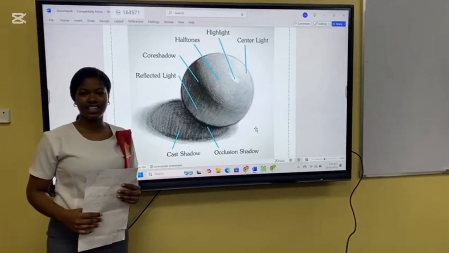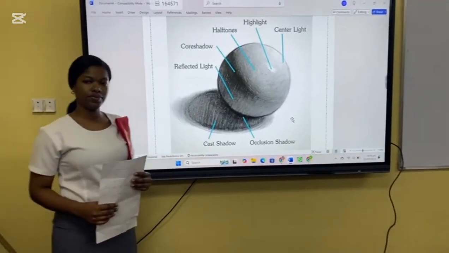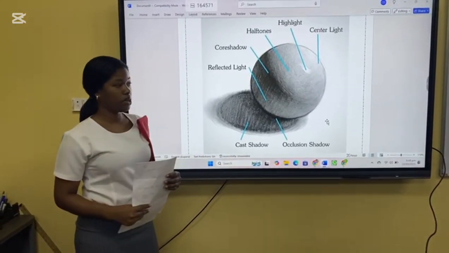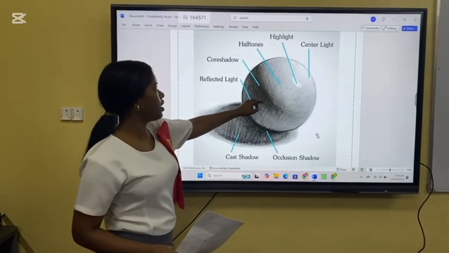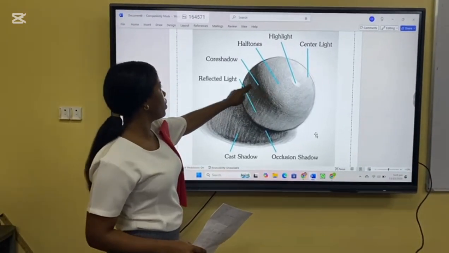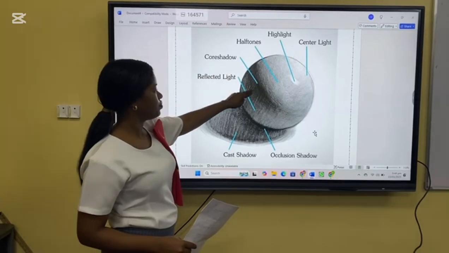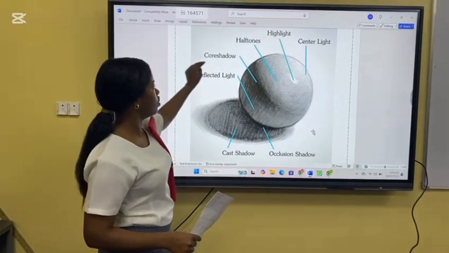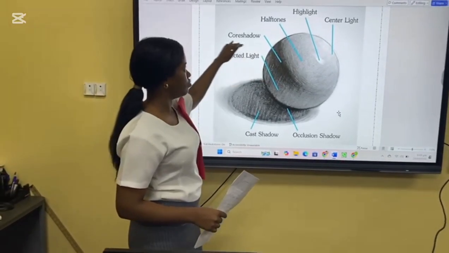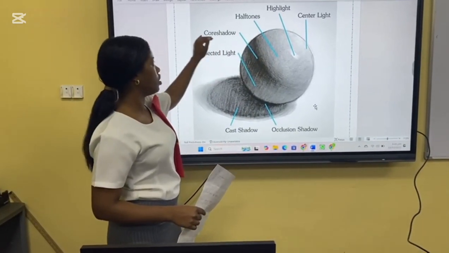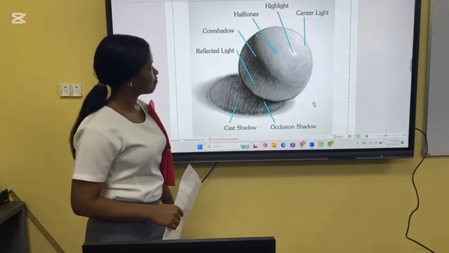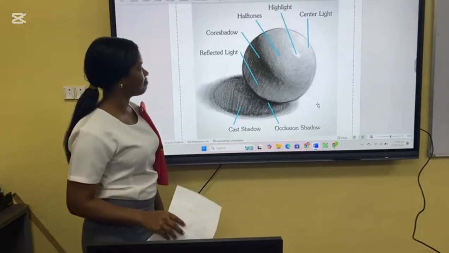Yes, miss. Which one would be the middle tone? So you see here we have our core shadow. Yes. Good. This is the middle tone, right? This is also called the middle tone. Okay, miss. Thank you. Yeah.